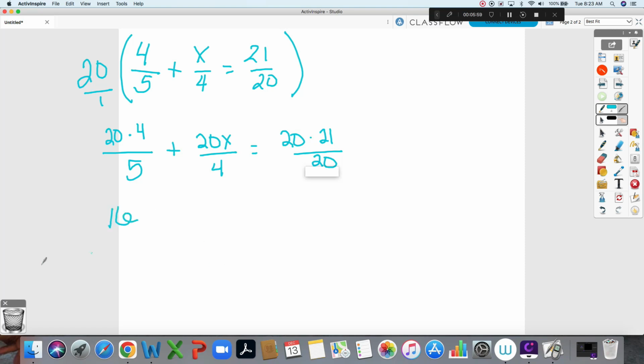16. Another way to do that would have been to say this 5 and 20 can cancel out, leaving us with a 4 up here and a 1 down here. Then you don't have to do that 80 divided by 5 in your head. You just take that 4 times 4. So then we're adding the next part of this. We have 20 times x divided by 4.